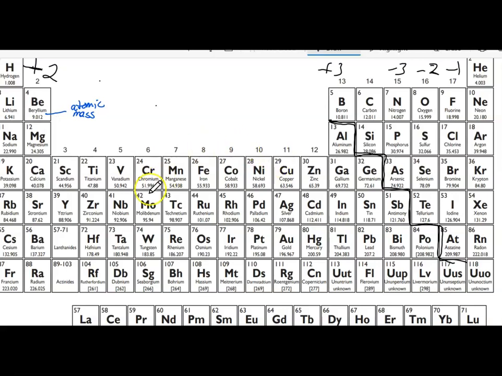Okay. We also call the up and down, the vertical columns of a periodic table, the groups or families. Okay. So this hydrogen down to francium, okay, that's considered a group. Beryllium down to radium, that is another group. And if you notice, these numbers along the top are called the group number. Okay, so this is the group number.